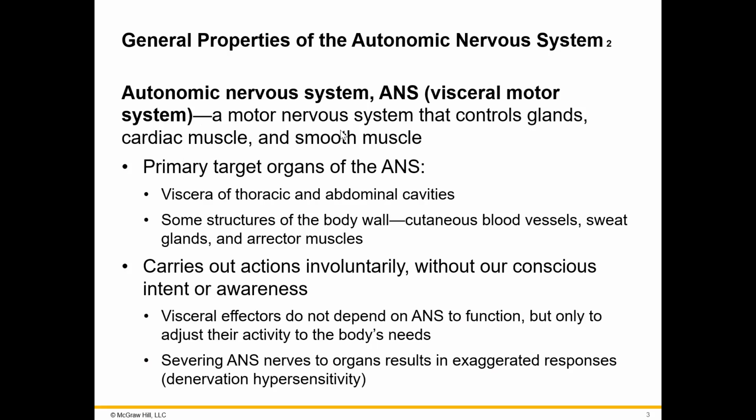So the primary target organ of the autonomic nervous system, the effector, is the viscera of the thoracic and the abdominal cavities. Those viscera of the thoracic cavity are your heart and your lungs, and the abdominal cavity has your stomach and intestine. That is your enteric nervous system.